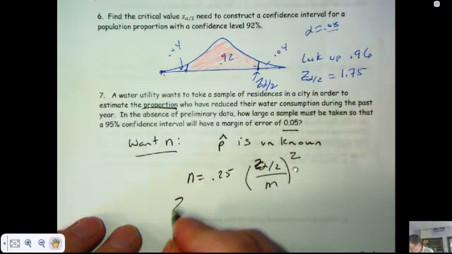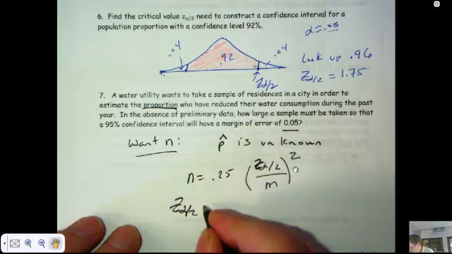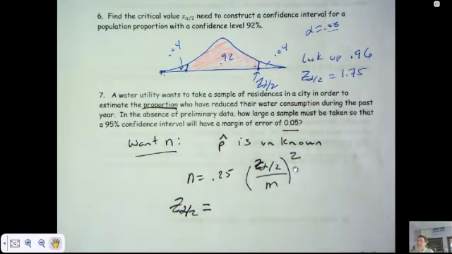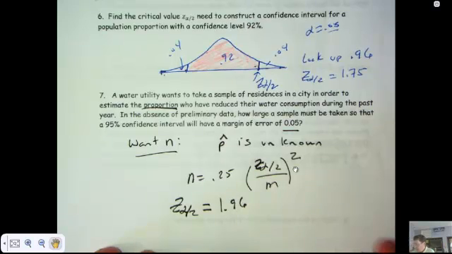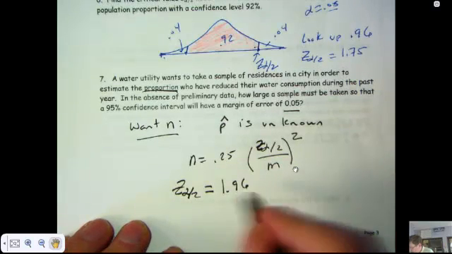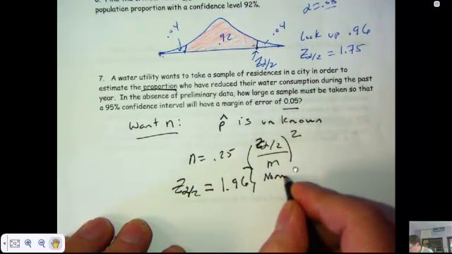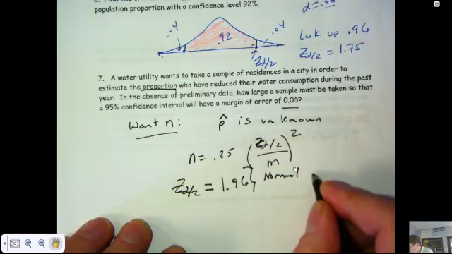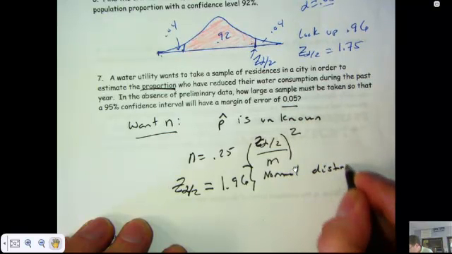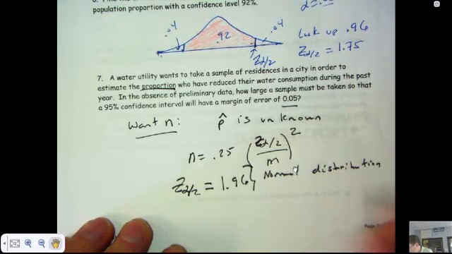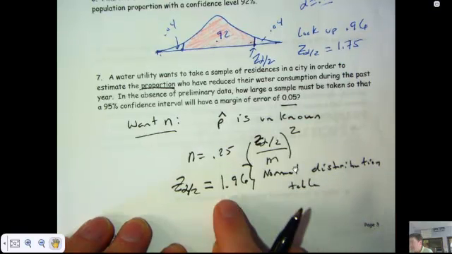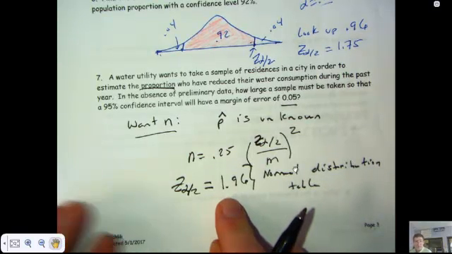Z of alpha over 2 for a 95% confidence. We've done this lots and lots, dozens of times, right? What is it? 1.96? So n has to equal, and this, again, this is from our normal distribution table. And you look it up, but you should have a lot of these memorized. That's the z-score, right, for 95%.